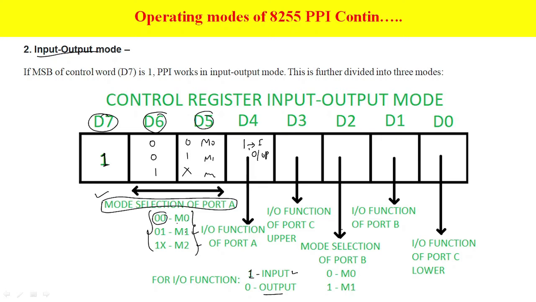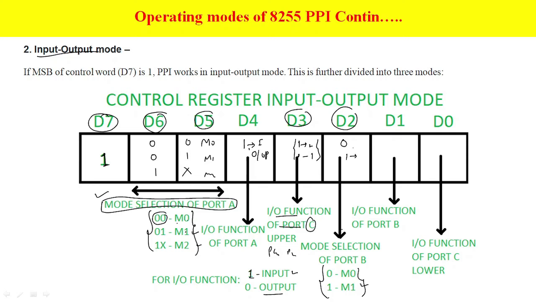D3 is also the I/O function, for port C. It is for the upper bits of port C, upper meaning PC4 to PC7. Same here, if it is 1, that means input, and if it is 0, that means output. So the port C upper bits will be input or output, which you can change with the help of D3. Similarly, D2 is used for selection of port B, whether you want to use port B in mode 0 or mode 1. If it is 0, that means mode 0.